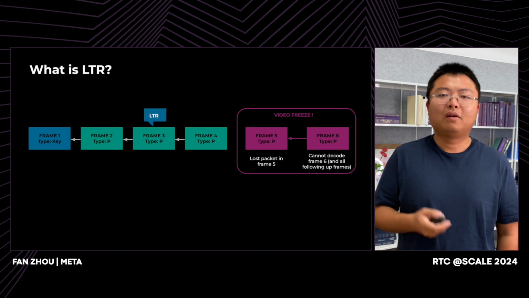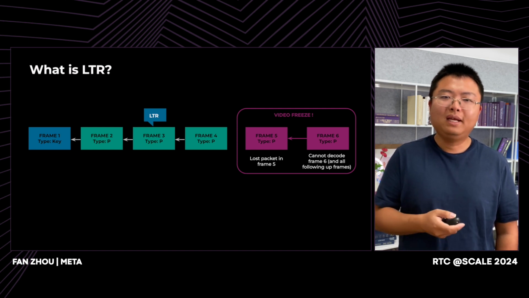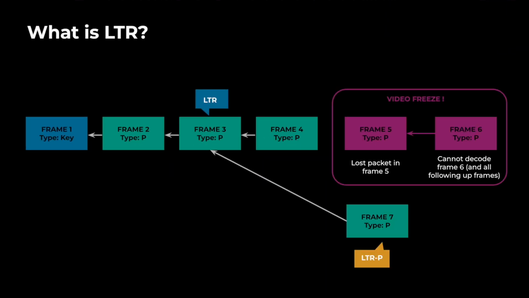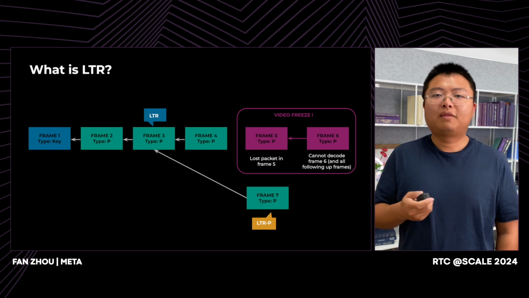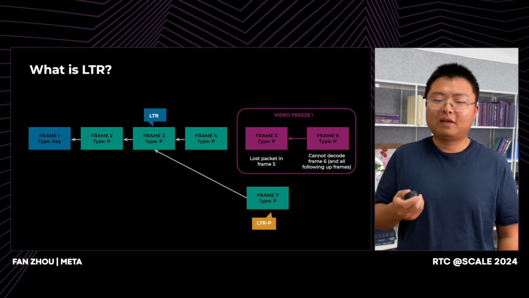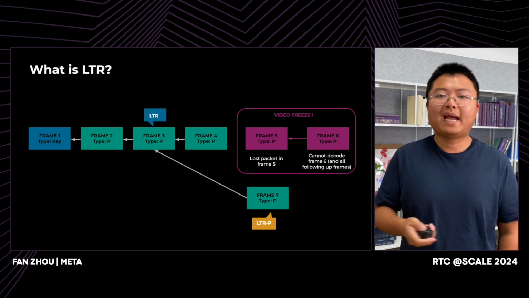In this case, frame 3 is marked as LTR. So after the receiver gets frame 3, it can save frame 3 in its decoder buffer. And once there's a video freeze, the receiver can ask the sender to encode another P frame using frame 3 as a reference. And as we know, since the receiver has already got frame 3 and saved it in its decoder buffer, after getting frame 7 it can decode it without any issue.